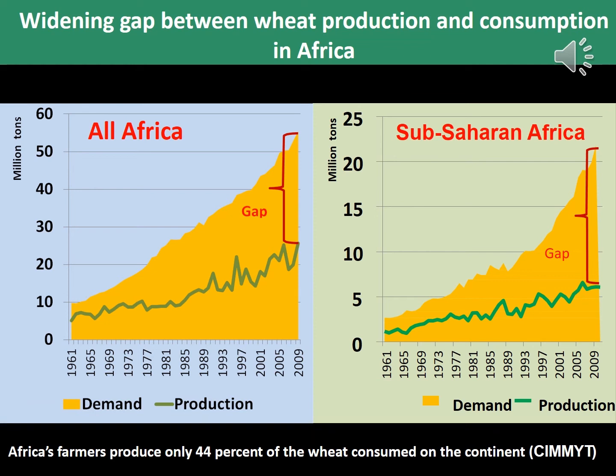All of Africa, you can see the yellow graph is the demand for wheat, and the green is the production. So there's definitely a gap, and Africa needs to import. And if we look at Sub-Saharan Africa, that gap is even bigger proportionally. So African farmers produce only 44% of the wheat consumed on the continent. So there is a demand for wheat.